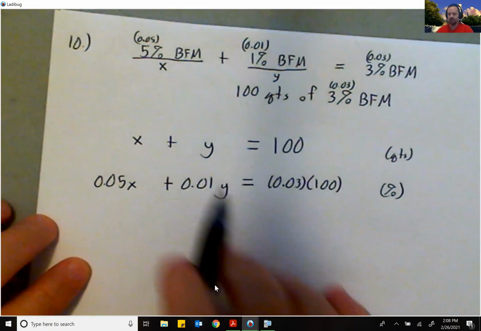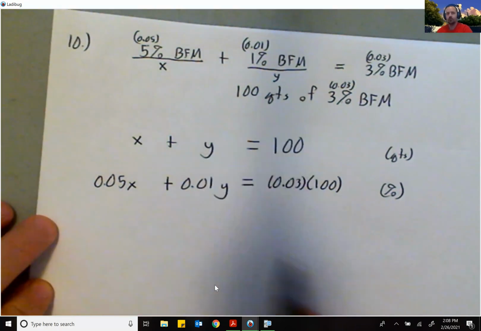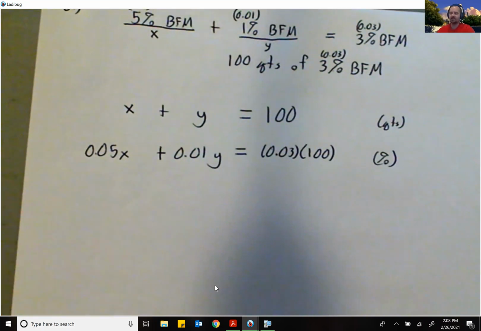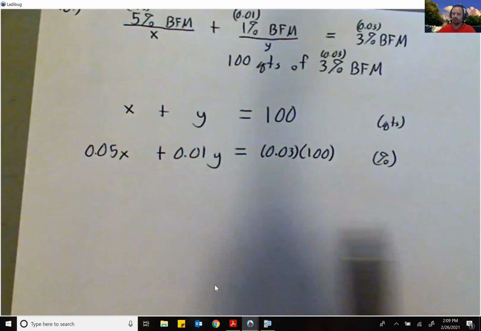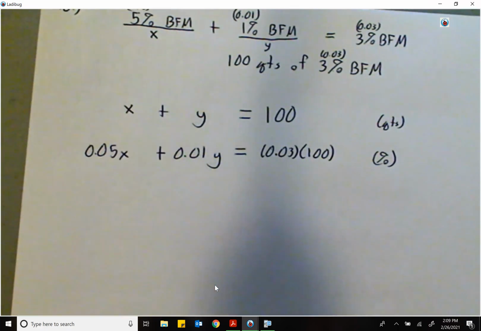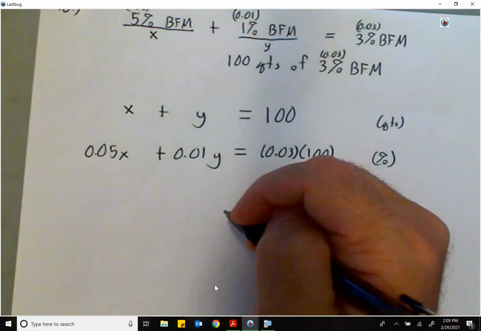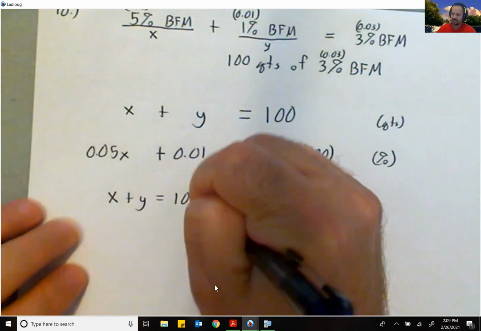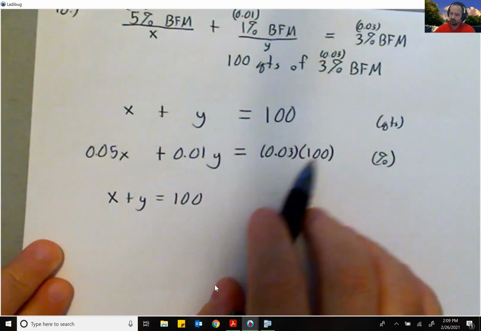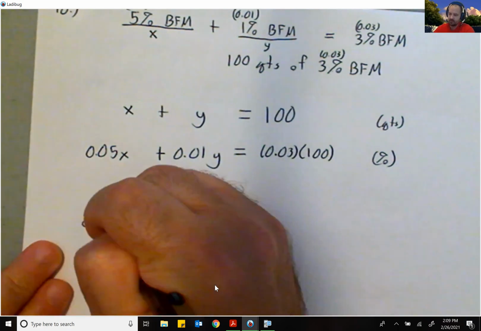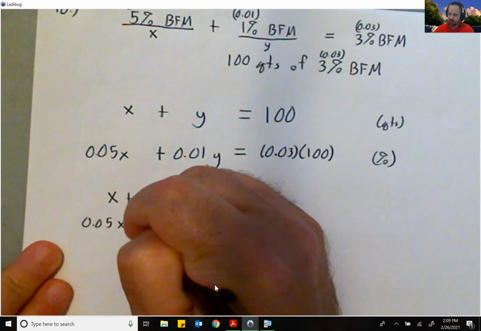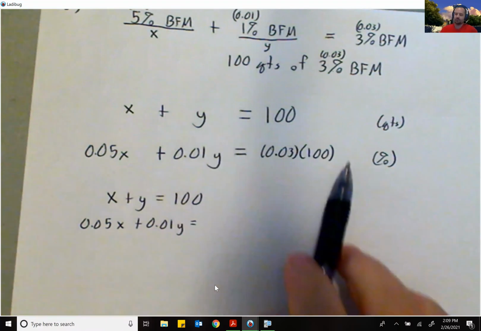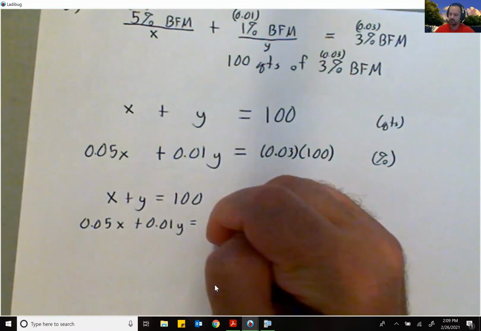Now we have our equations, and now we can start to do our mathematics. What would be the easiest method to use for this? Elimination. I would do elimination. Okay, so I'm going to rewrite my equations because I want to actually multiply this out. 0.05x plus 0.01y equals, and 100 times 3% is 3.